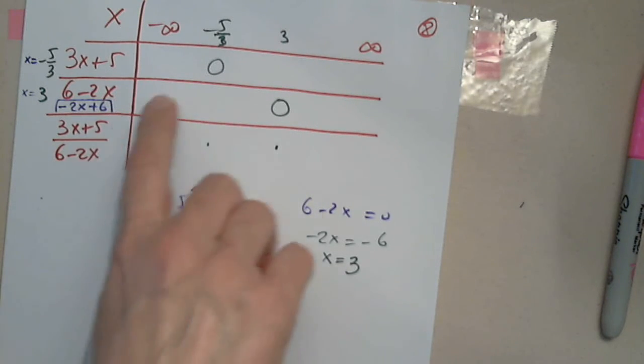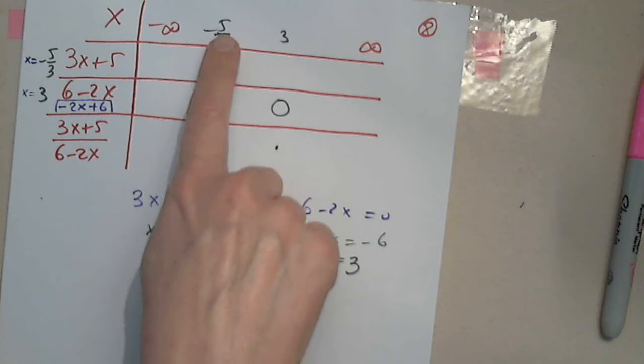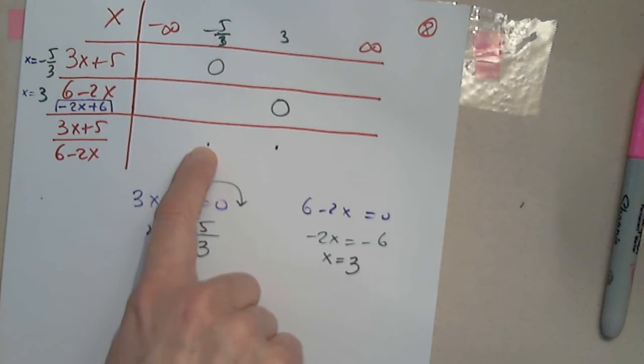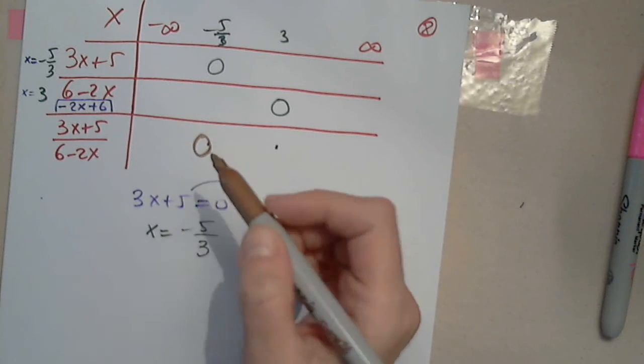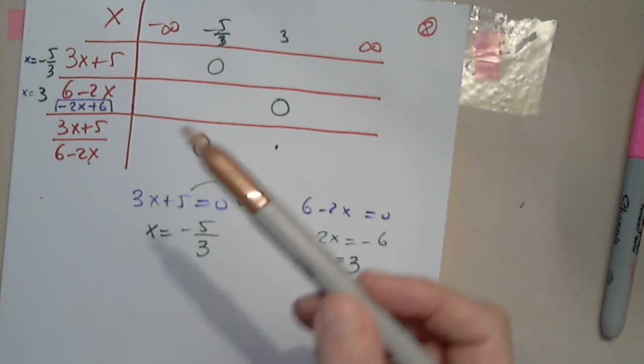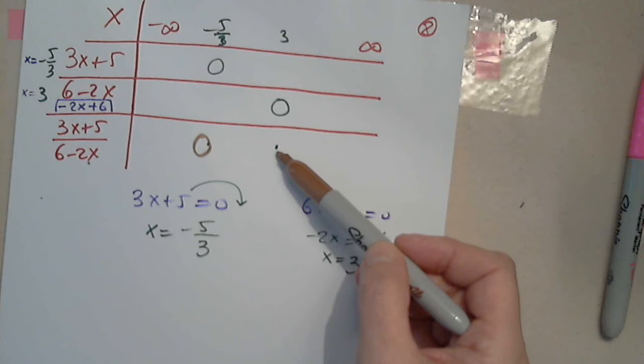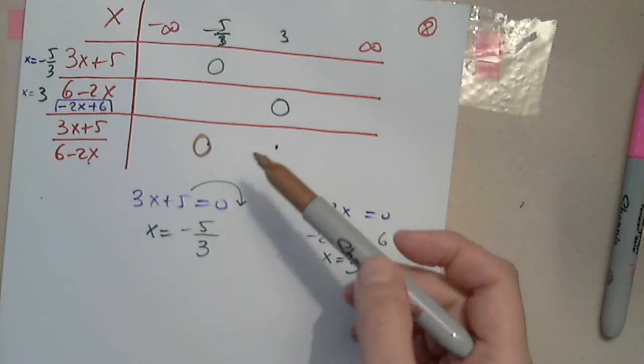So when the numerator of a fraction is 0, what happens to the fraction? It becomes 0. Excellent. When the denominator of a fraction is 0, what happens to the fraction? It becomes 0.